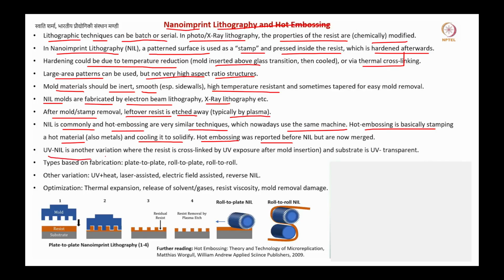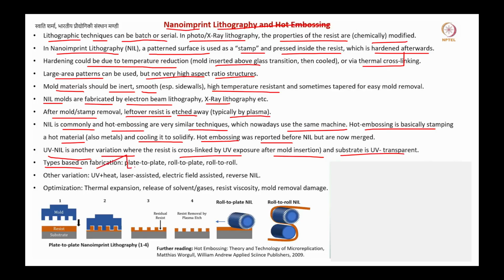Now UV imprint is another variation where your resist is cross-linked by exposing it to UV light after the mold insertion. So when you insert your mold, then you expose it to UV light. This is usually what we do in UV imprint, and the substrate is UV transparent.